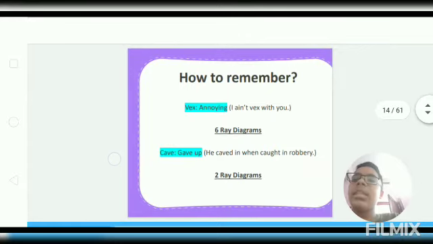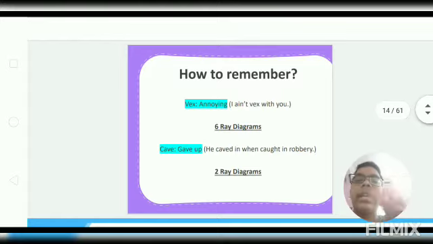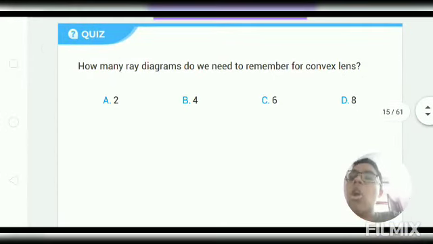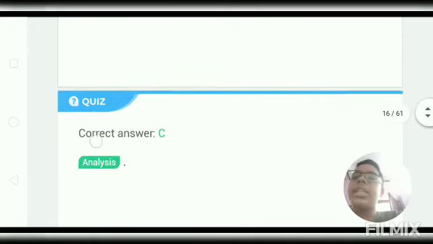There are 6 basic ray diagrams for convex lens, and 2 ray diagrams for concave lens. You can remember it in this way. Let us go to another small quiz. How many ray diagrams do we need to remember for convex lens? Your time ends in 5, 4, 3, 2, 1. Option C is the correct answer.